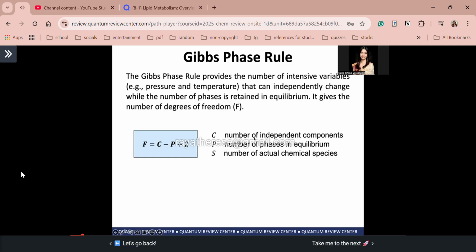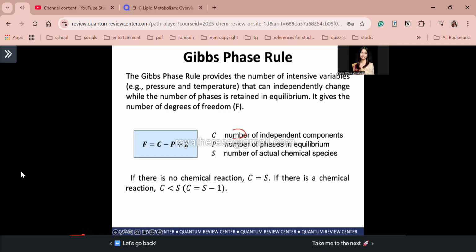So guys, if there is no chemical reaction, then C is equal to S, meaning the number of independent components is just equal to the number of actual chemical species. However, if we have a chemical reaction, then C is less than S, where C is equal to S minus 1. So that's how we can determine the degrees of freedom.